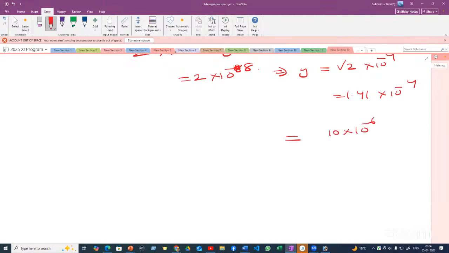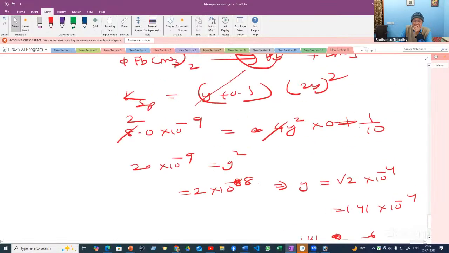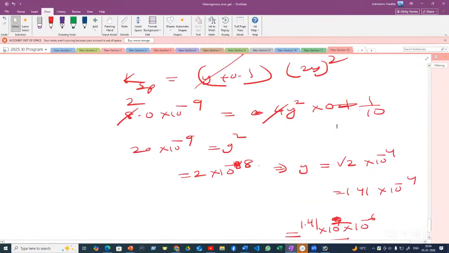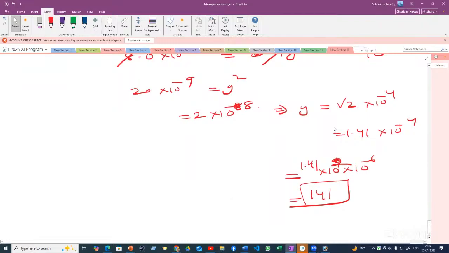Sir, multiply by 100. 10 to the 4, 10 to the 2, right? Yes, sir. Into 1.41. This will become 10 to the minus 4. So ultimately, if you make it, it will be 141. So 141 is the nearest integer. Yes or no? Yes, sir. Is there any doubt? Is there any possibility of error? No, sir.